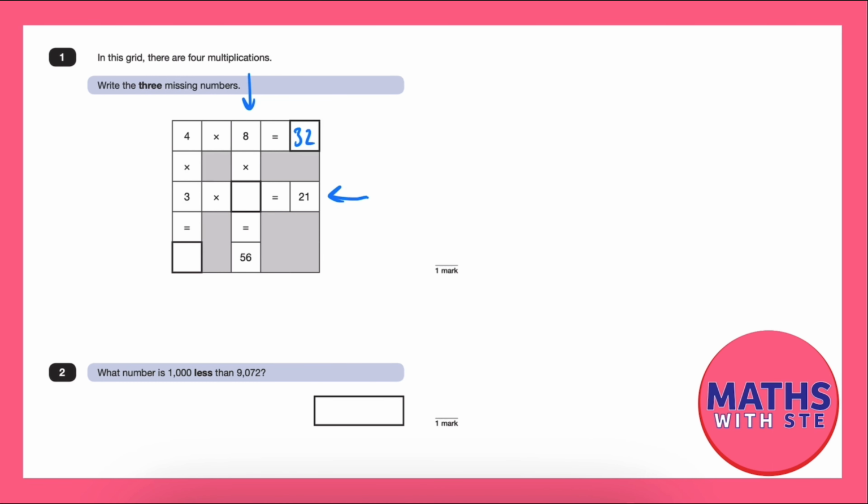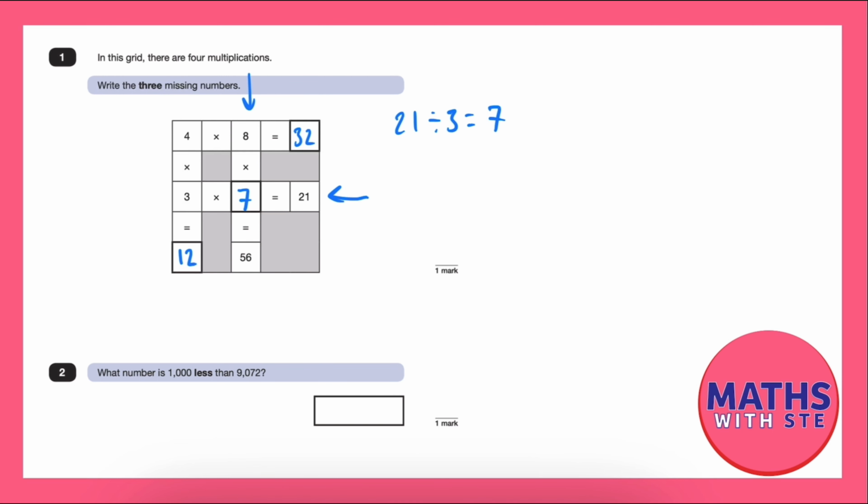I'm going to go across, so I've got 3 times something equals 21. Well, what I can do to help me out with that is I can do 21 divided by 3, do the inverse, and 21 divided by 3 is 7. So therefore, that one's going to be 7. Okay, finally, we've got 4 times 3. Well, what's 4 times 3? 4 times 3 is 12.